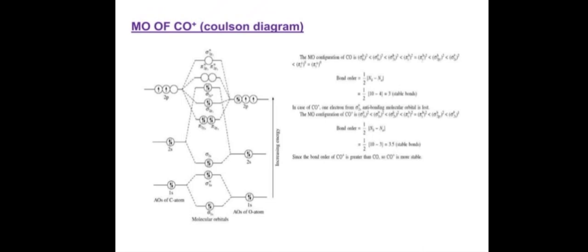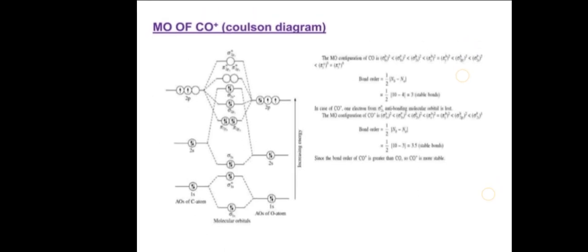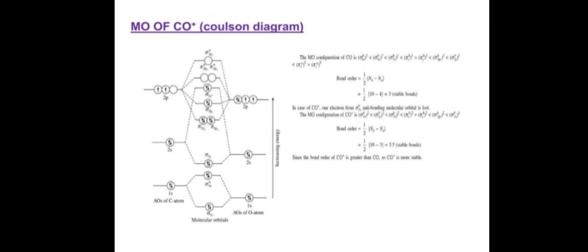If we want, we can have that one also. CO plus totally has 13 electrons present. If we distribute those electrons, then we will get its bond order, and it is going to be taken like the CO plus. So total electrons are 13.